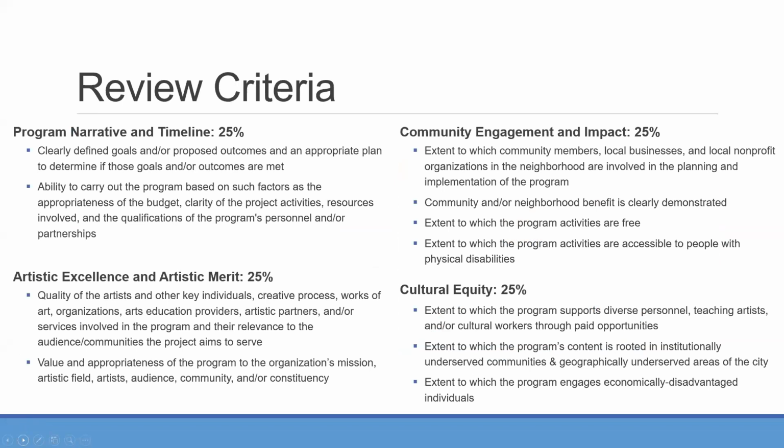These are the 4 review criteria that panelists will use to evaluate your application. These are included in the grant guidelines as well as the application itself, but I highly recommend taking some time and becoming very familiar with these, because these are the standards by which your application will be evaluated. Each of these review criteria is weighted the same in this particular grant category, so each review criteria section is worth 25% of your total application score. For this grant category, the review criteria are program narrative and timeline, artistic excellence and artistic merit, community engagement and impact, and cultural equity.